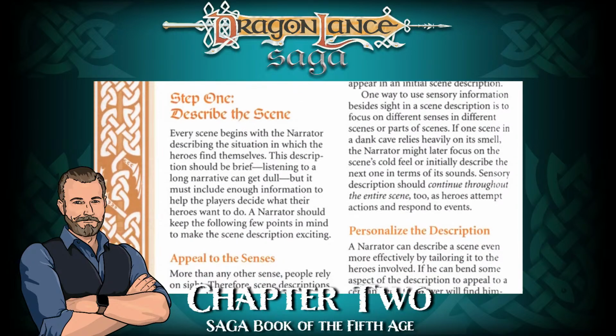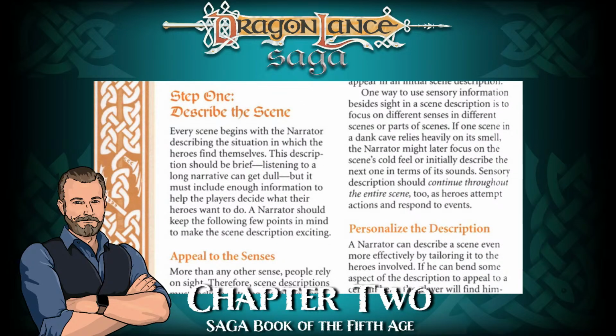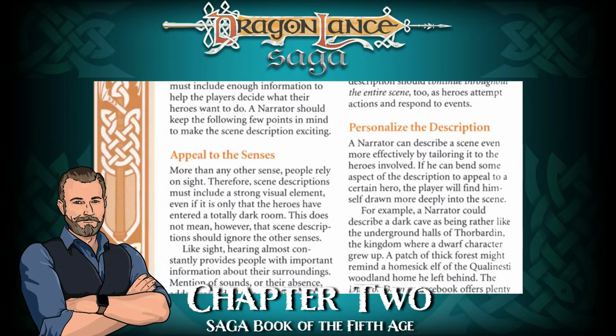Step 1. Describe the scene. Every scene begins with the narrator describing the situation in which the heroes find themselves. This description should be brief. Listening to a long narrative can get dull, but it must include enough information to help the players decide what their heroes want to do. A narrator should keep the following few points in mind to make the scene description exciting.